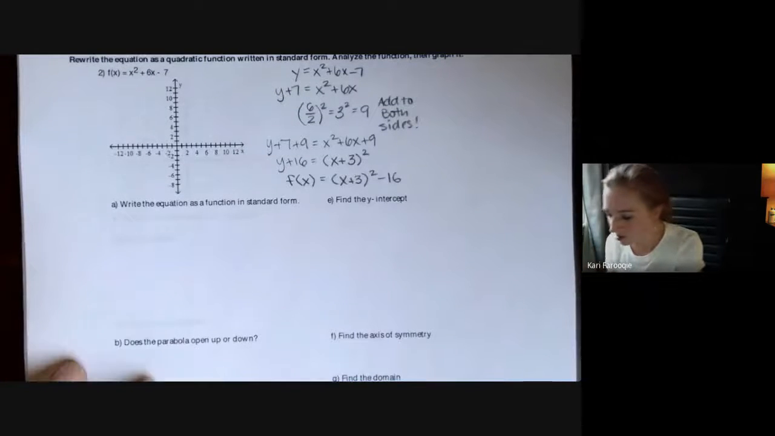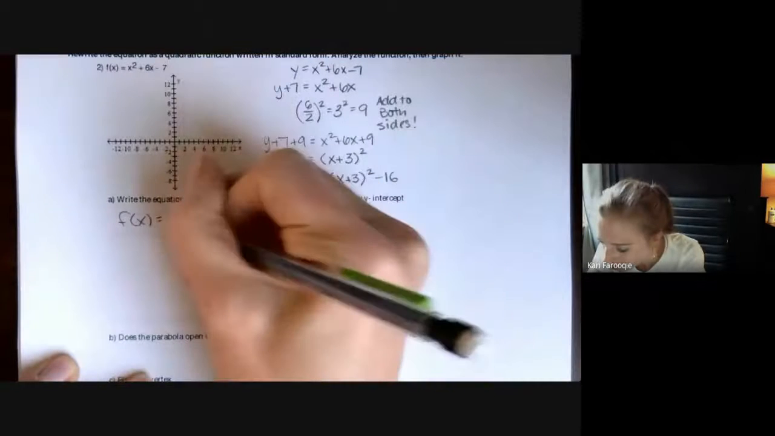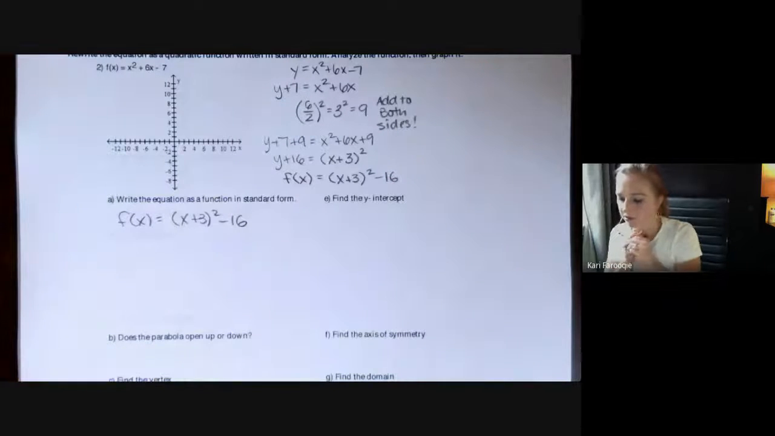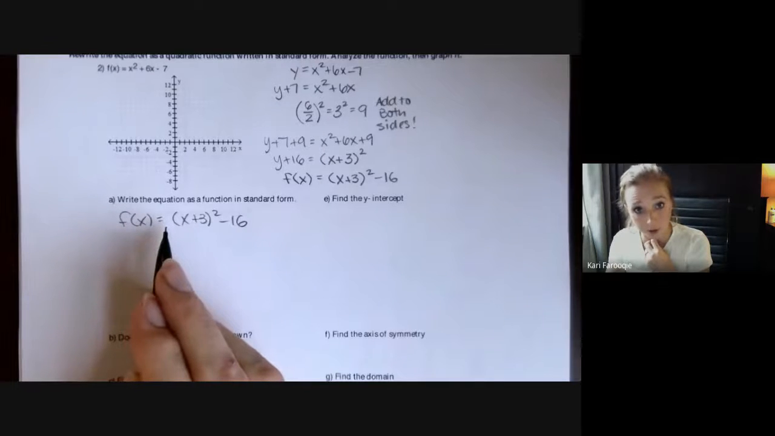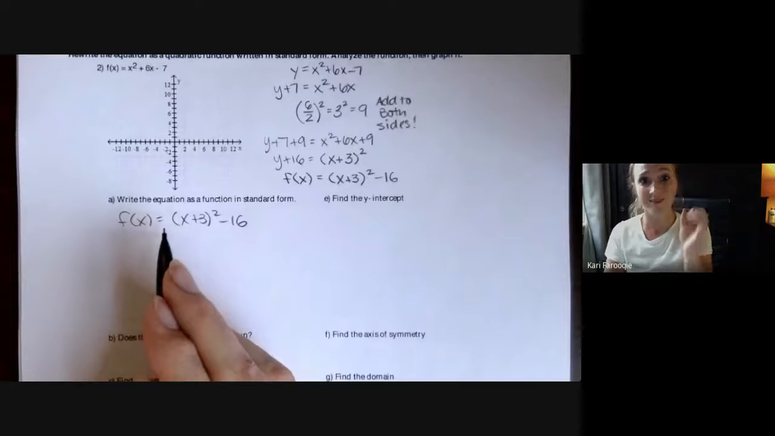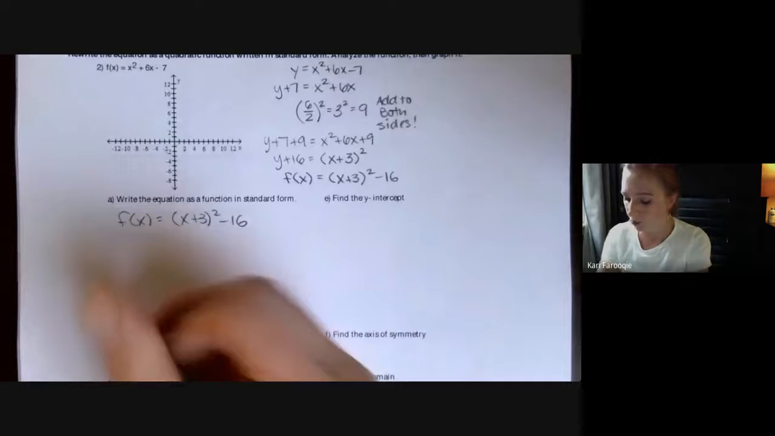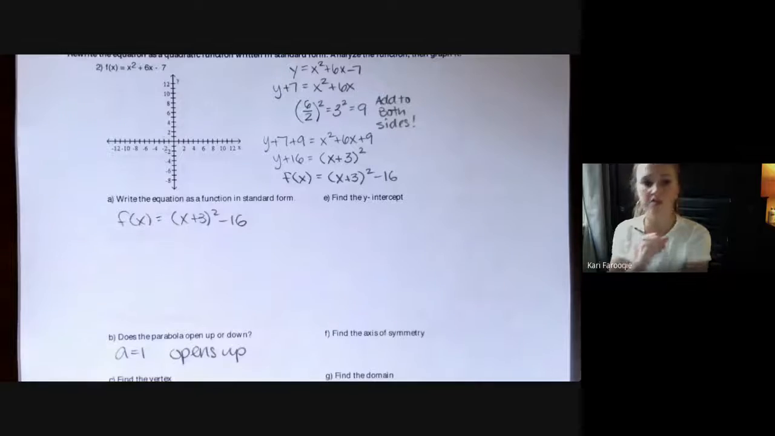Okay. Now, all right, so A we already did. Oh yeah, I did the work up there, but okay, we'll put it down here. F of x equals the quantity x plus 3 squared minus 16. Wonderful. Now, the second question is, does the parabola open up or down? Well, again, you're looking at the factor that's in front of your parentheses, and you don't see anything. That doesn't mean A is 0, that means A is 1. And you don't see a negative sign, so it must be positive 1. So that means A is 1, and your parabola opens up.